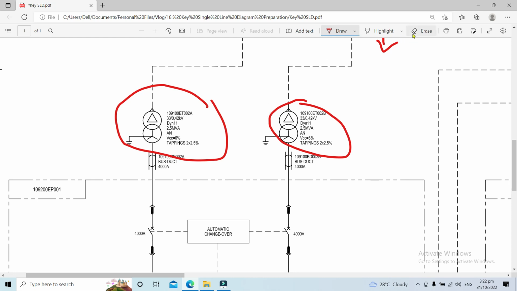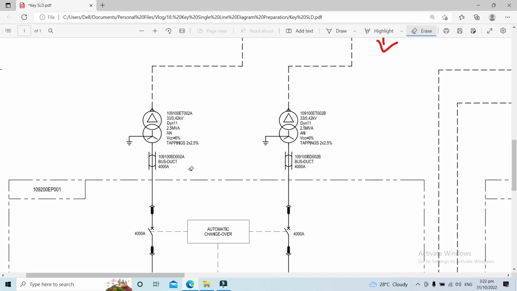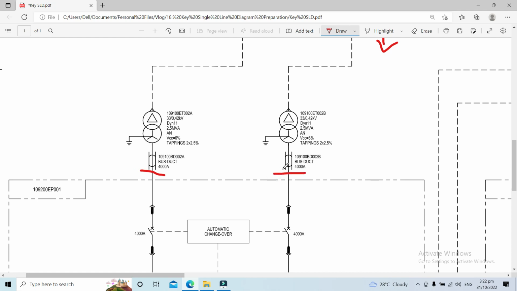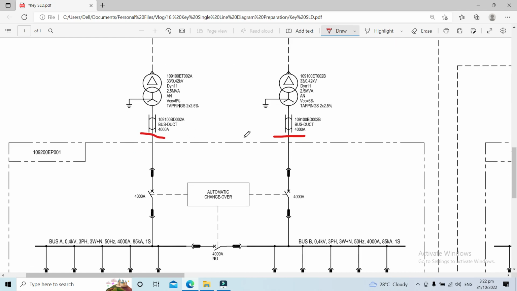Here, the proximity of this transformer to our LV switchgear is very close. Second, because the rating of the secondary side of the transformer is 4,000 ampere, it's very difficult to provide a cable here. That's why a bus duct is proposed. These are the bus ducts. This symbol is for bus ducts.